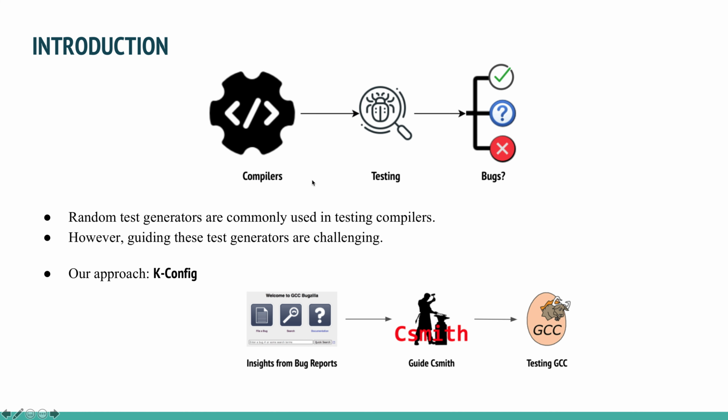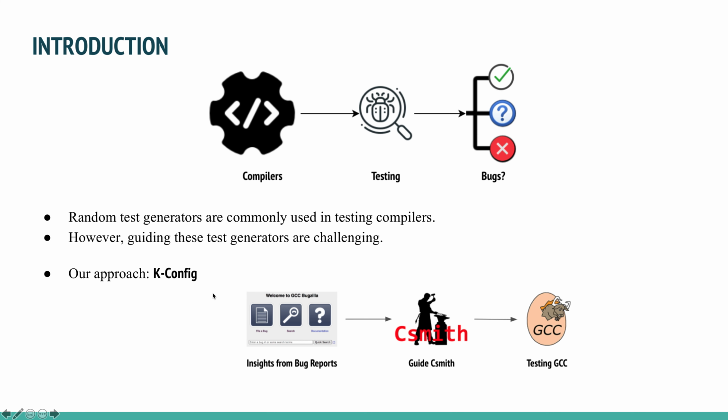The correctness of compilers is instrumental in the safety and reliability of software systems. Bugs in compilers are difficult to identify and debug. Random test generators are commonly used in testing compilers. However, guiding these test generators to produce effective test programs is challenging.